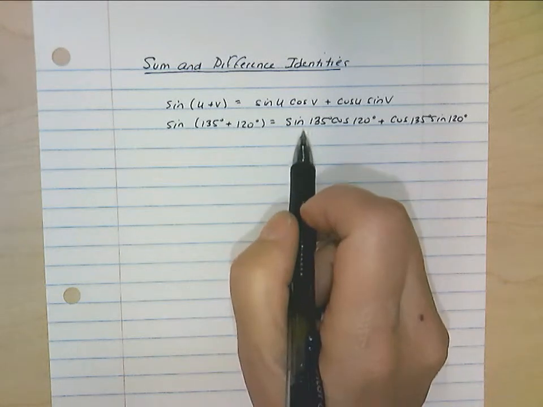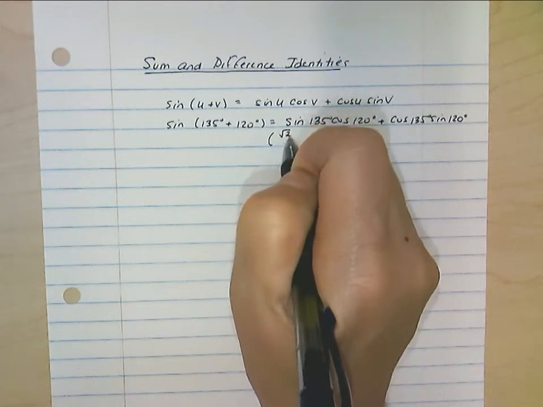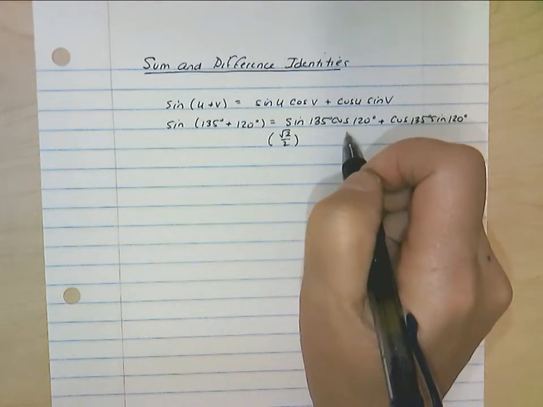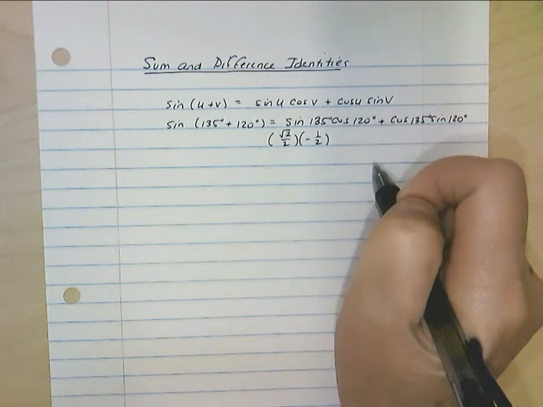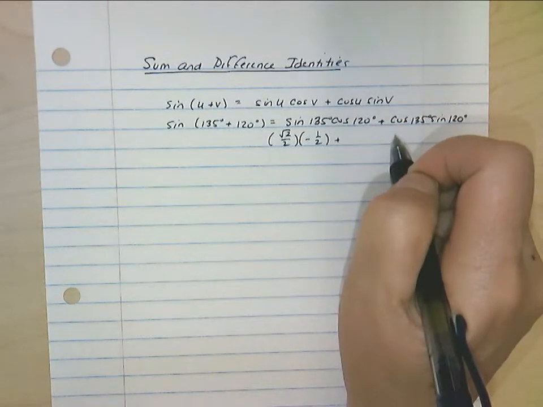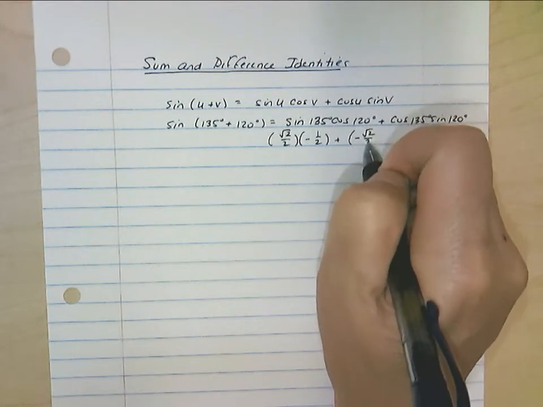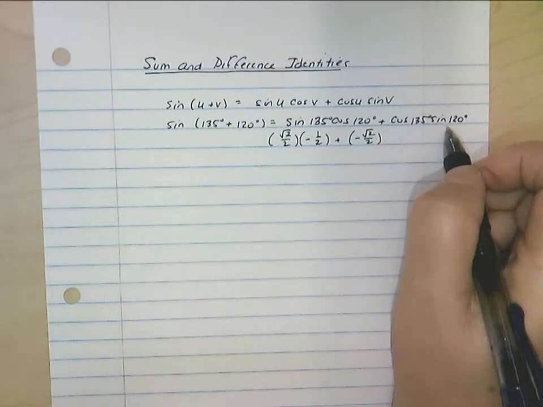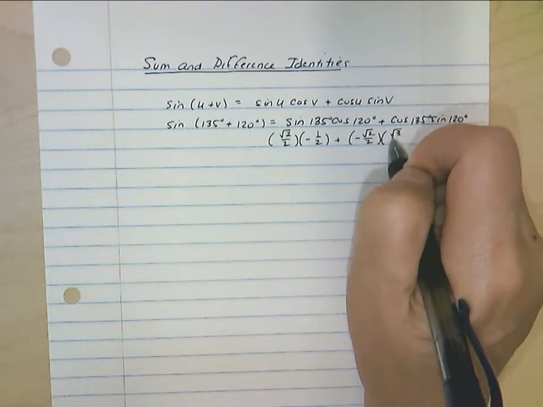Now I'm going to replace sine of 135 degrees with the square root of 2 over 2. I'm going to replace cosine 120 degrees with negative 1/2. I'm going to replace cosine 135 degrees with negative square root of 2 over 2. And I'm going to replace sine of 120 degrees with the square root of 3 over 2.